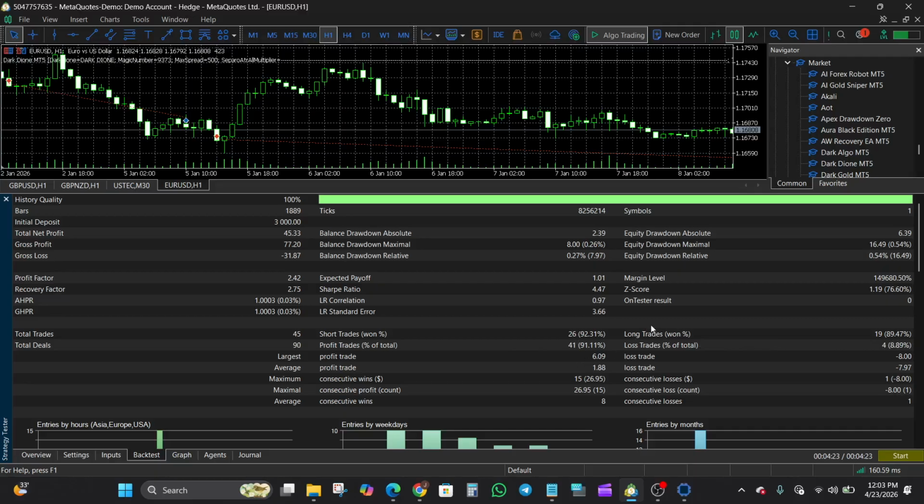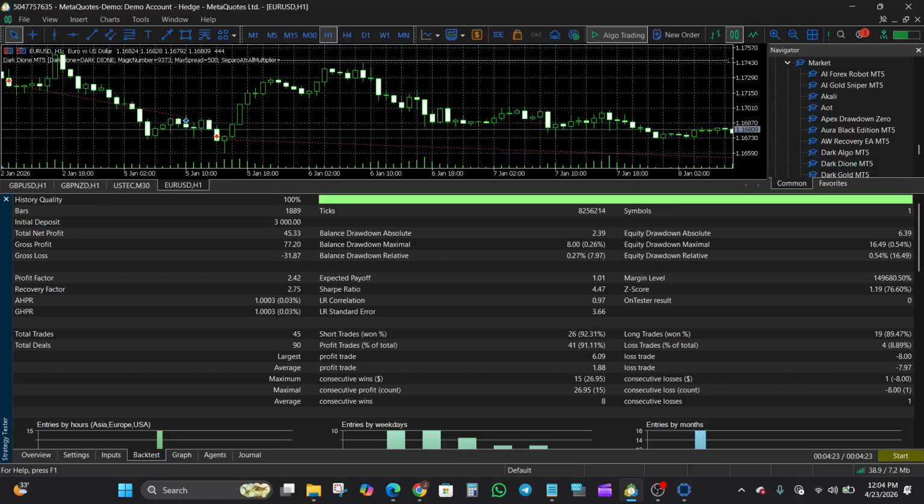That tells me that, despite the high win rate, we still had just little net profit. So the problem could be maybe poor risk to reward ratio, or that the trades are very small. We can see here that the profits are very little. The average profit is 1.88, but the average loss is 7.97. So you can see the difference.